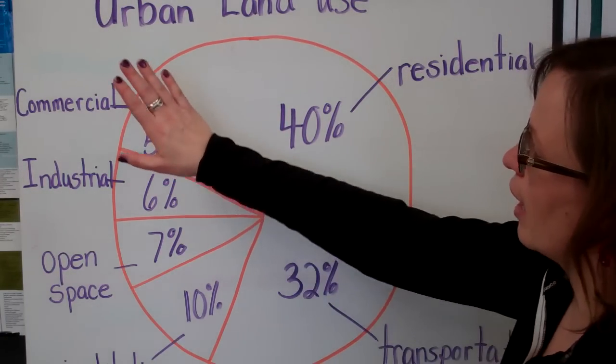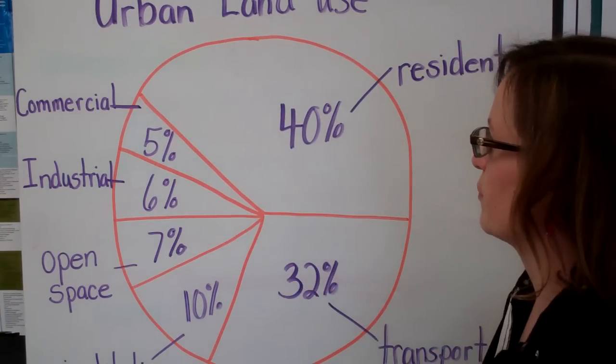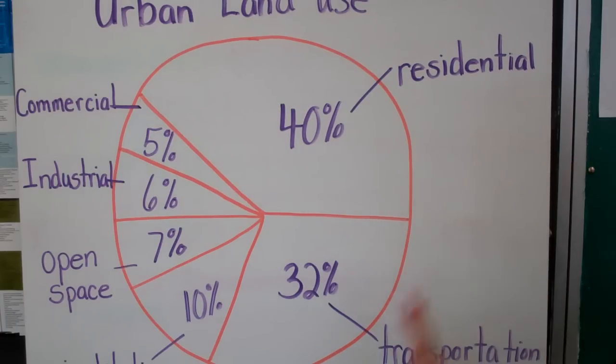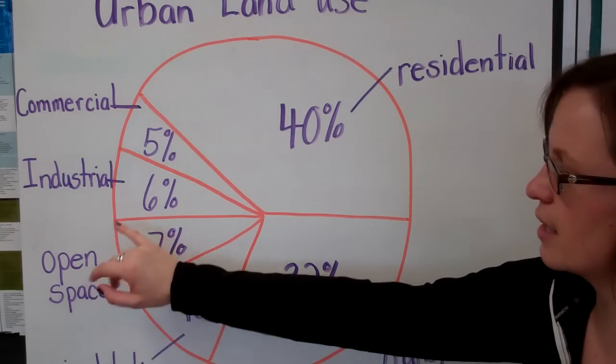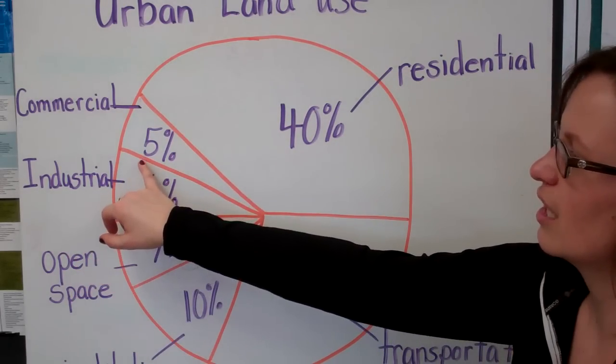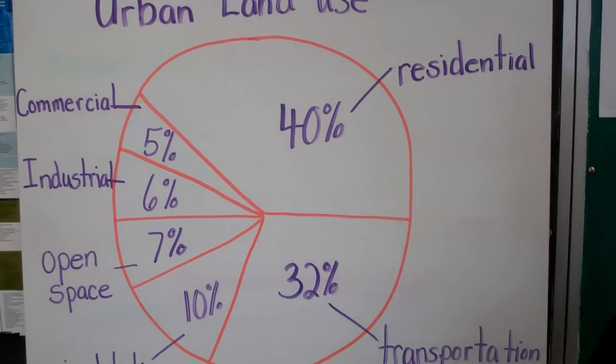This is a breakdown of generally how urban land is used, what it's used for. So 40% is for residential, 32% is for transportation, 10% for institutions, 7% for open space, 6% for industrial, and 5% for commercial. I'll explain these on the next slide.